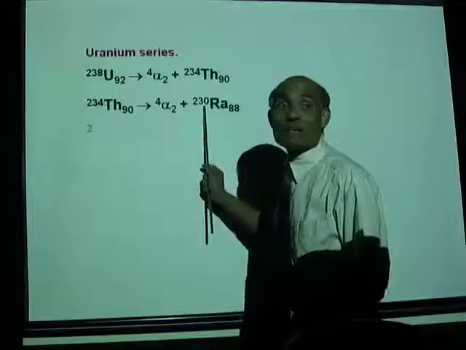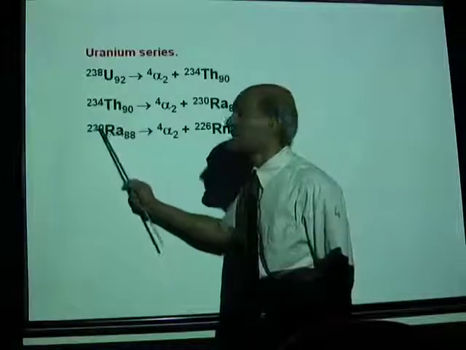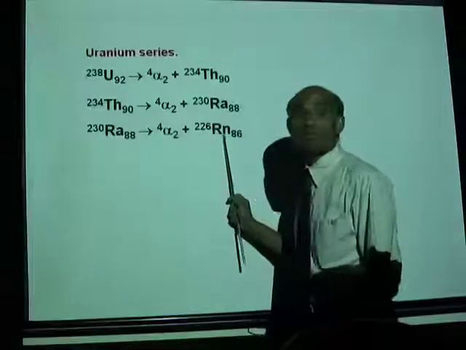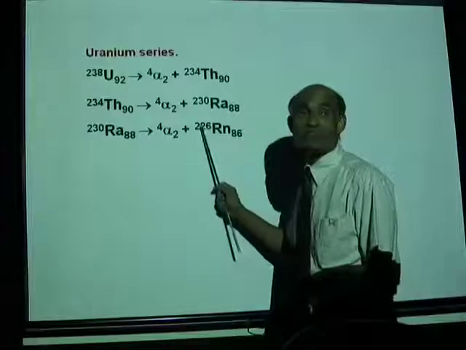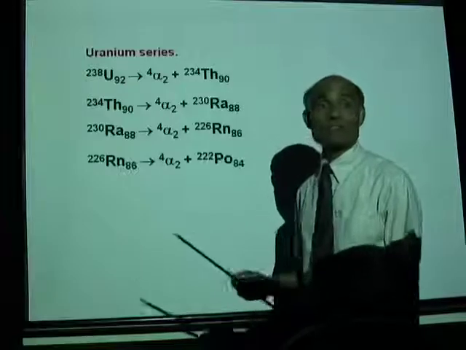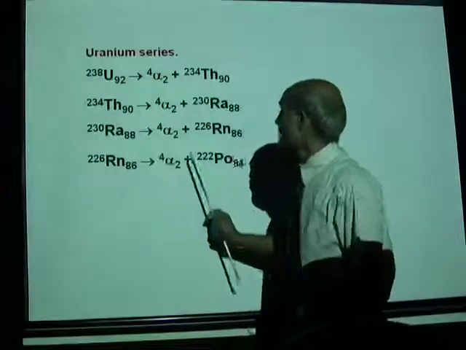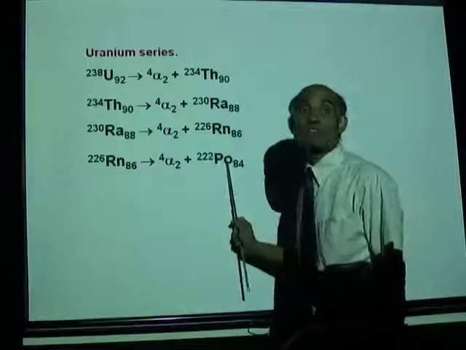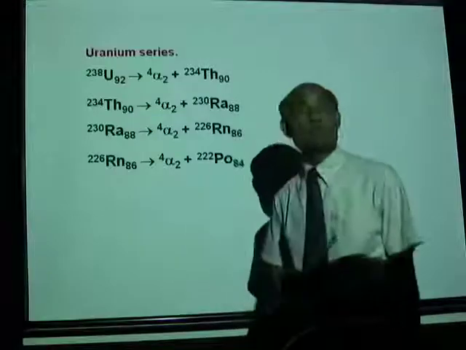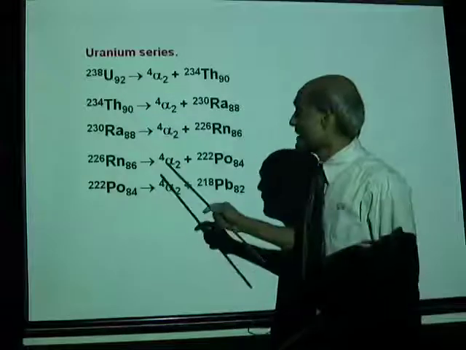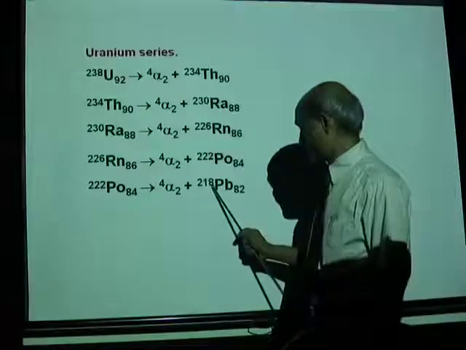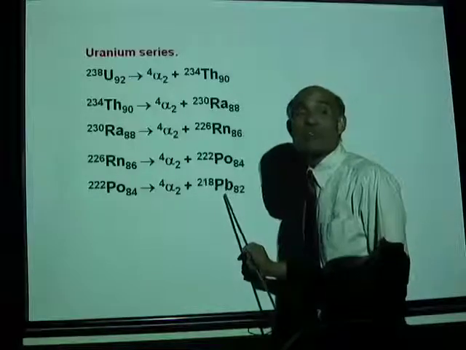This will emit another alpha, so radium-88-230 will emit an alpha and become an isotope of radon, 86-226. Well, that radon is again radioactive. It emits an alpha particle, becoming an isotope of polonium-222. And polonium is again radioactive. It emits another alpha, and the daughter element there is an isotope of lead.